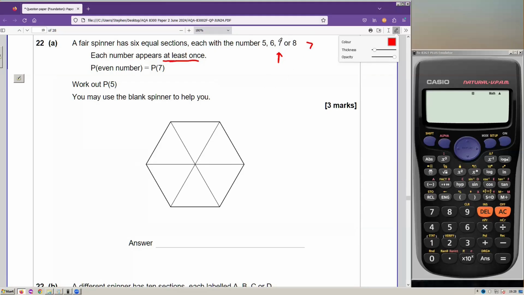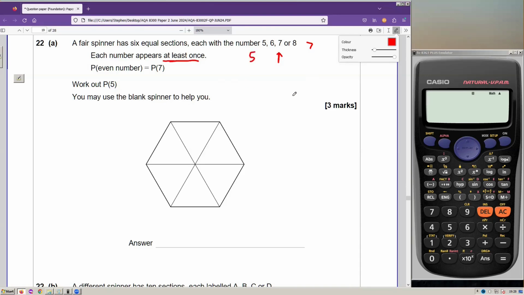Okay, 5, 6, 7, 8, so you can't have another 7, and you can't have another even to make up the 6. I mean, you've got something, right? The other one must be a 5. So you've got a 5.